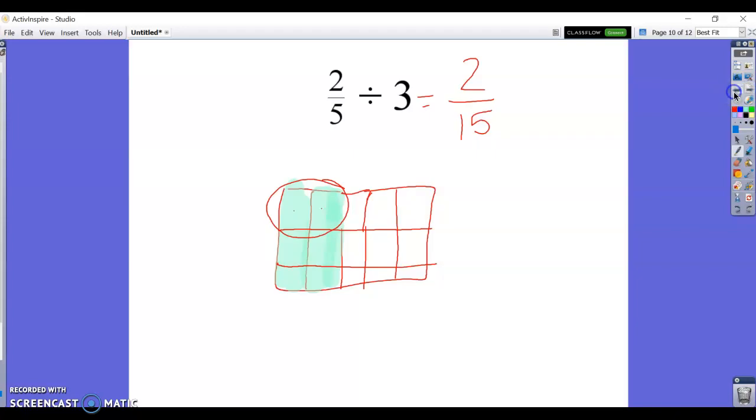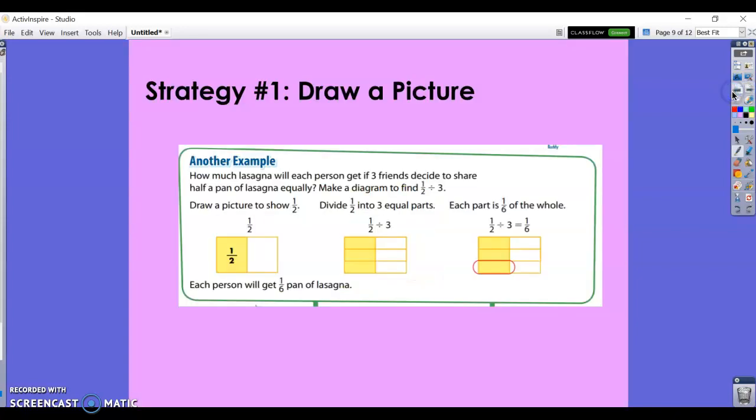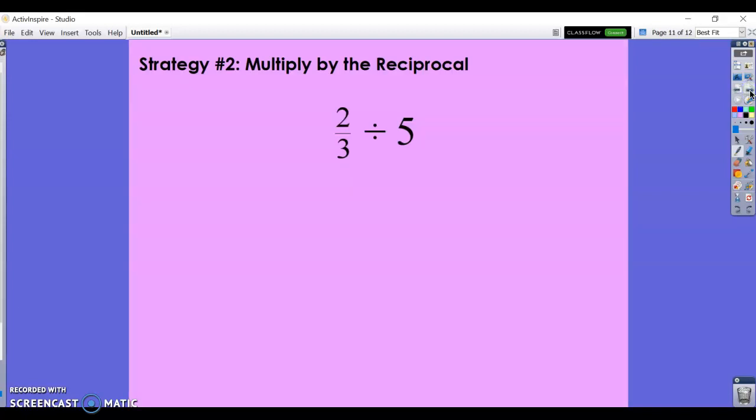So if the conceptual understanding is a little confusing for you and you're not quite grasping it, that's okay because you have another strategy that you can use. You can multiply by the reciprocal. And I want you to think a second about what a reciprocal is. I know that we've talked about this, but I just want to give you a second. Okay, the reciprocal is when we have our fraction, if we flip it so that we can multiply.